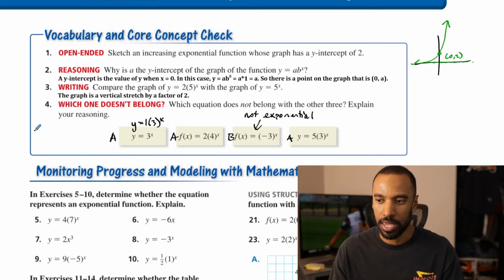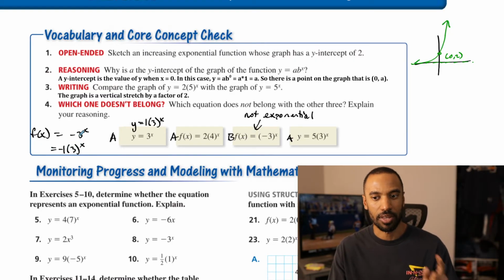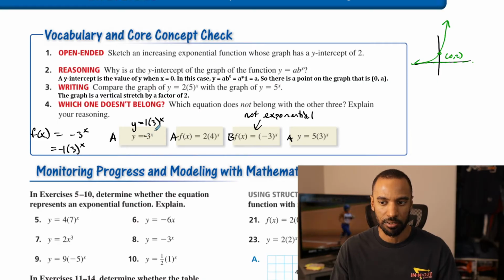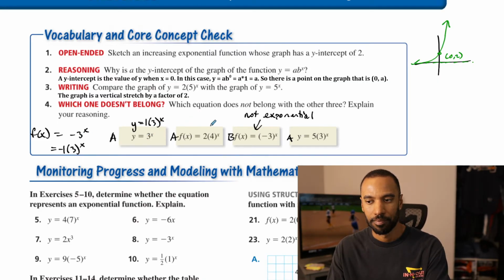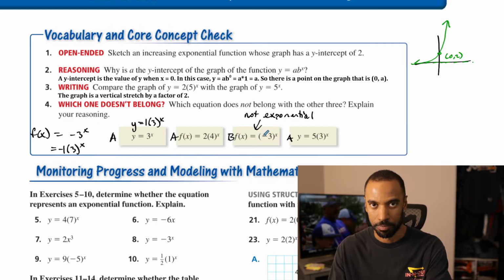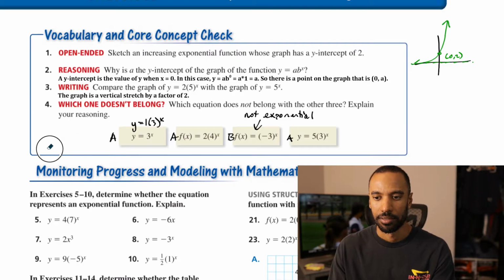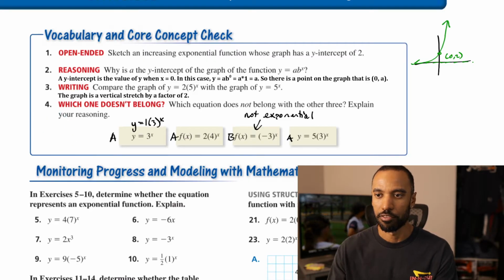There's a difference between f of x equals negative 3 to the x power like that, and f of x equals negative 3 to the x power like this. This one is negative 1 times 3 to the x power. That's allowed. That's okay. That would be the equivalent of putting the negative right there. This one is not. This is a b value of 3. This is a b value of negative 3. No good on that one. Yes, good on that one. Okay, and that's it for the vocabulary and core concept check.